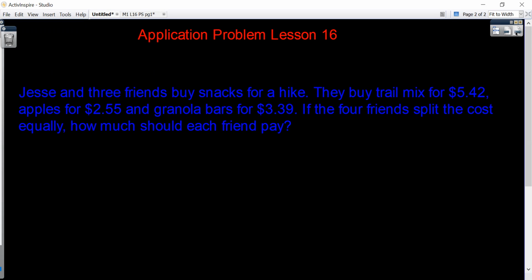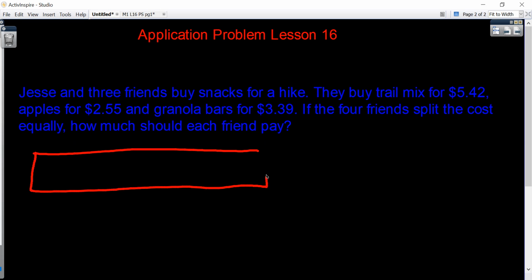So the way I think about the tape diagrams after we read this is it just helps us understand critically what we're doing with the word problem. So let's go ahead and think about this. Jesse and three friends buy snacks for a hike. They buy trail mix for $5.42, apples for $2.55, and granola bars for $3.39. If the four friends split the cost equally, how much should each friend pay? So the first thing we're going to need to know is how much all of those items cost together, right? Before we can equally split it up.